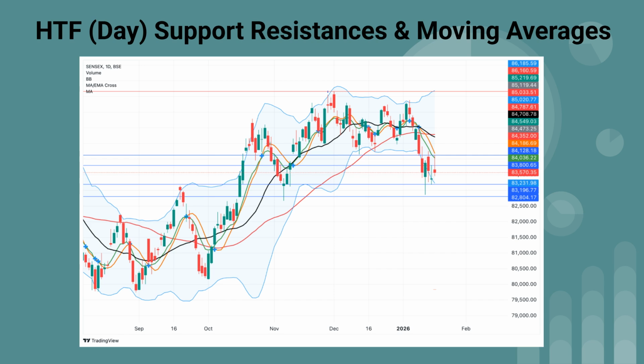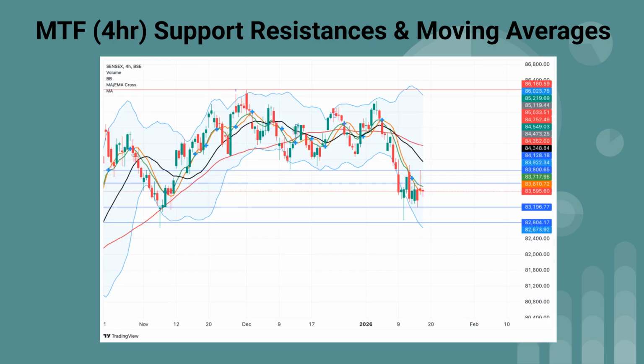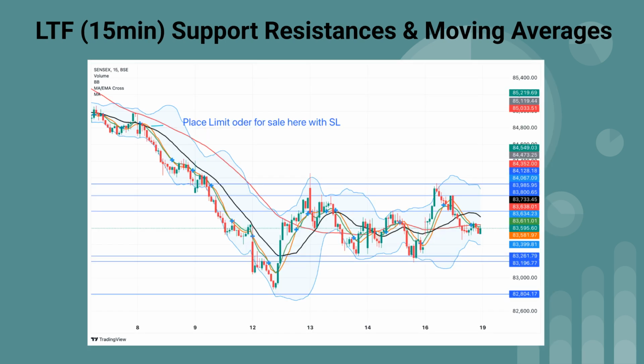This chart illustrates the higher time frame, or daily chart, showing the major support, resistances, and moving averages, which establish the market's long-term bias. Here we see the mid-time frame, or 4-hour chart. This is used to refine the setups and confirm that the structure remains intact, aligning with the overall HTF bias. Finally, the lower time frame, or 15-minute chart, is where you find the precise entry and exit points, allowing for tight stop-loss placement as indicated on the chart.